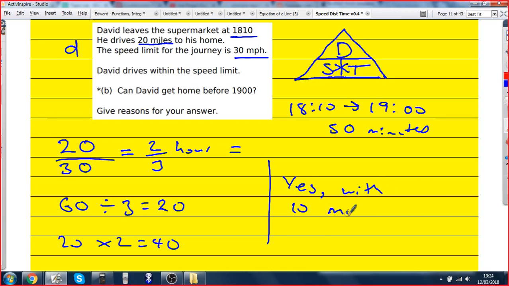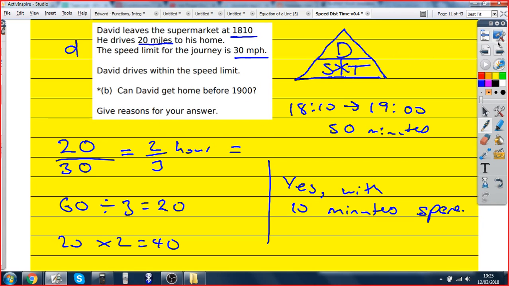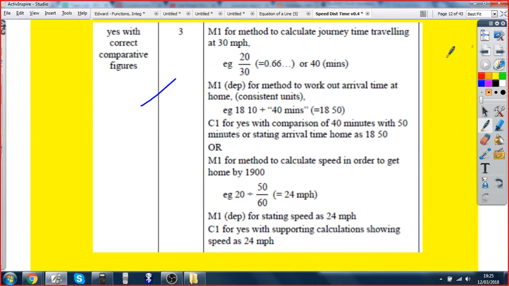Okay. Any questions about that? No. Yeah, and it just helps to have, if one is in hours and one is in minutes, and you have to compare, it helps to make them both hours or both minutes. But other than that, it's just working it out. Okay.